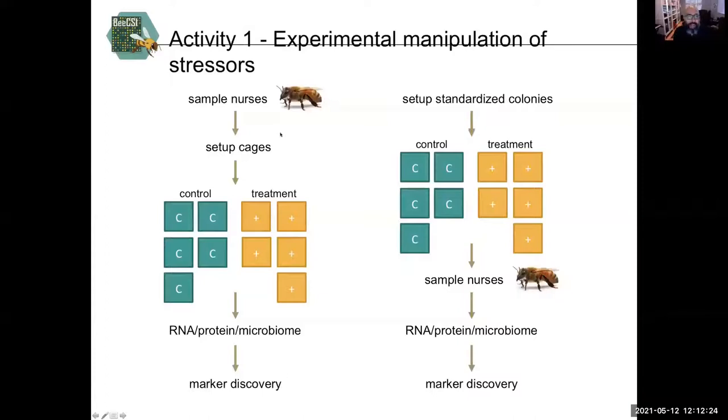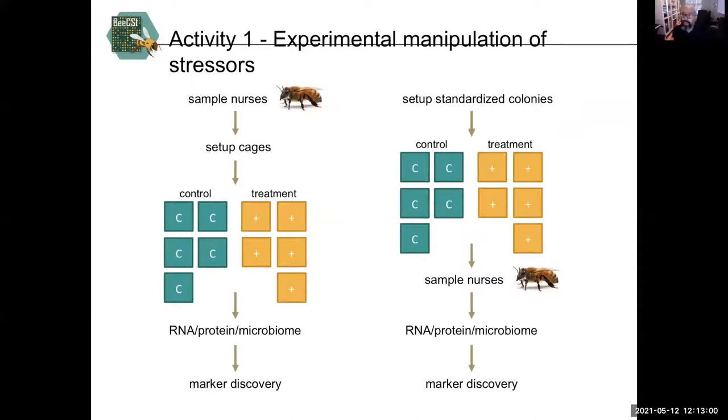With the setup, most of the time we are essentially sampling nurse bees and setting up cages, randomizing them into control and treatment. And then once the exposure period is done, we're taking the bees, extracting RNA, protein, and the microbiome. For the RNA and the proteomics, we're doing three tissues. We're doing the head, which is the brain, a lot of the nervous system. So stressors that affect the nervous system and neurobiology, we're likely to pick them up in the head.